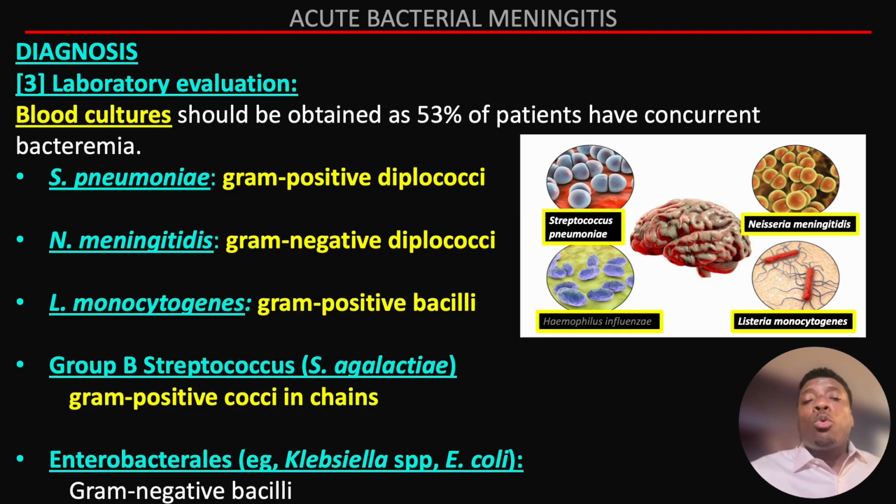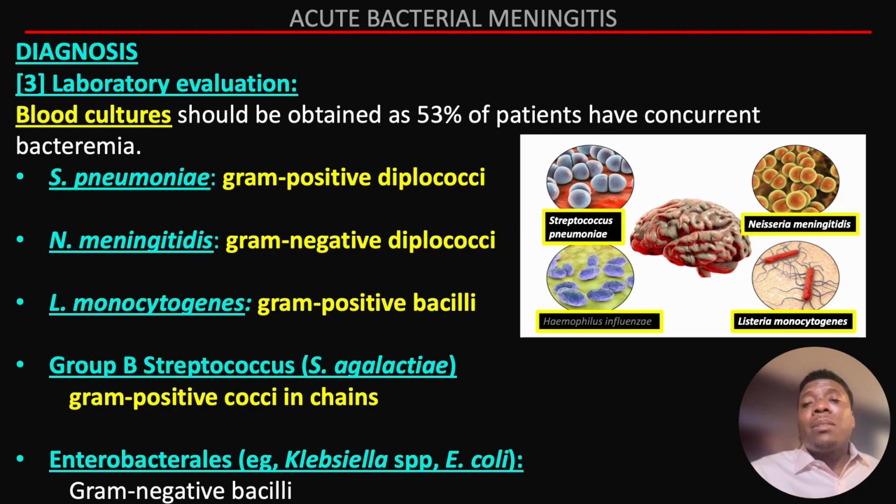In addition, look at the gram stain. If you see gram-positive cocci in pairs, that is hallmark for Streptococcus pneumoniae. If you see gram-negative cocci in pairs, that is hallmark for Neisseria meningitidis. If you see gram-positive bacilli, that is hallmark for Listeria monocytogenes.